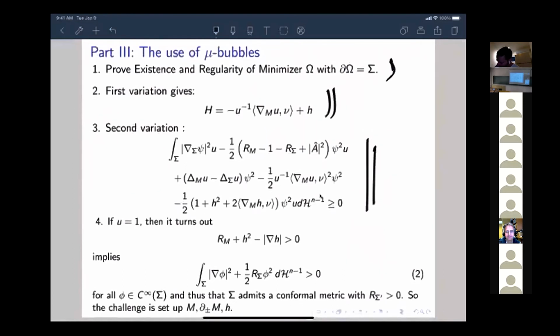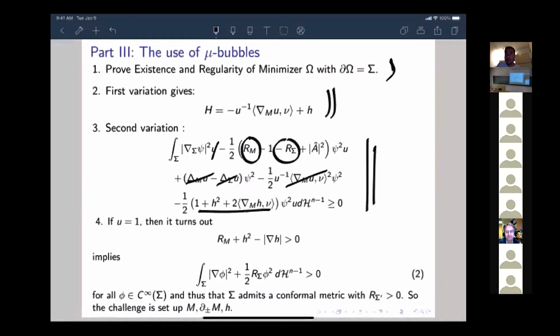But if u is just equal to 1, then this term disappears, this term and this term disappear. And so you see that the relevant terms become this whole term here and the scalar curvature. And so it turns out, because all of these other terms appear with a sign, that if this, well, I should also include this, right? These are the important terms.